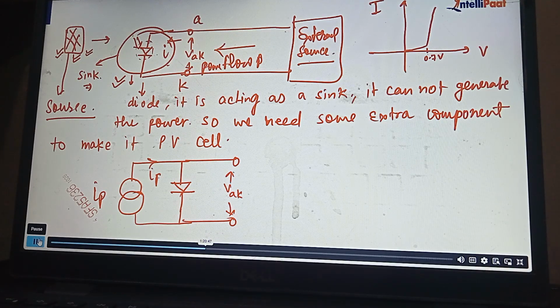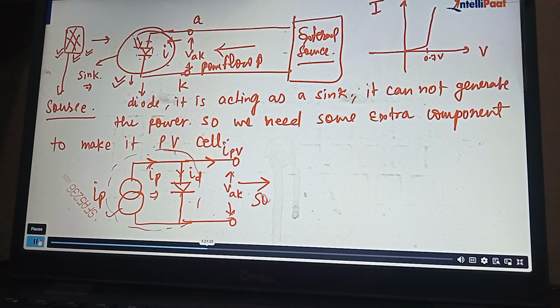This IP is higher than this ID, which goes through the diode for conduction. So instead of taking current, what will the net current be? Because IP is larger than ID, the net IPV current will be supplied to the load, and power flow will take place. Instead of power flowing to the diode, this combination of the source and the diode starts generating energy and supplying power to the load.